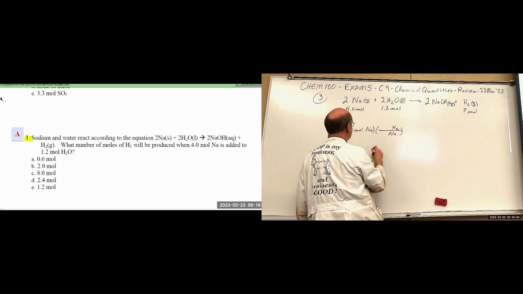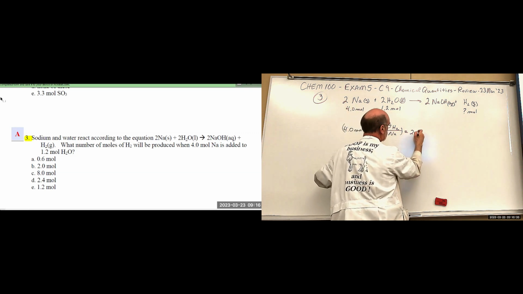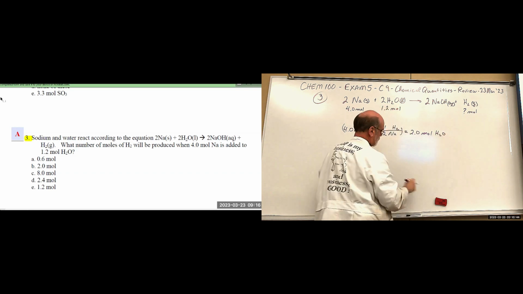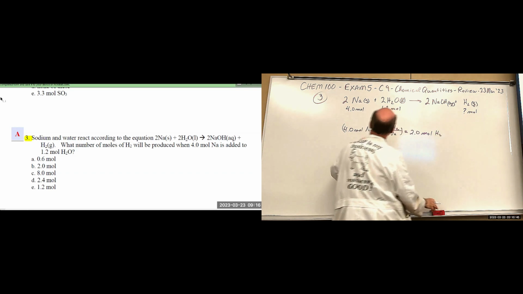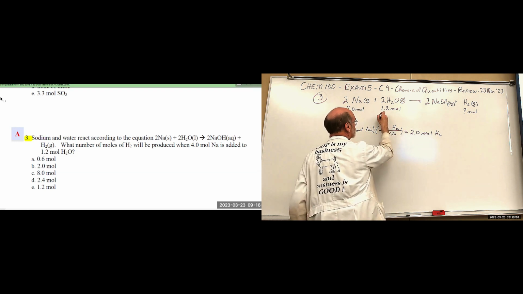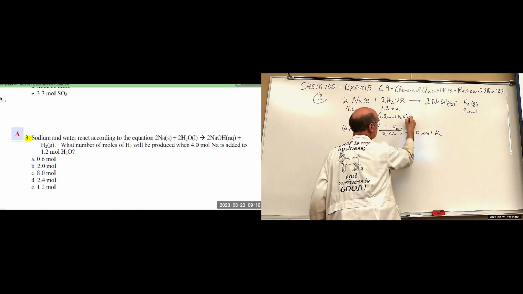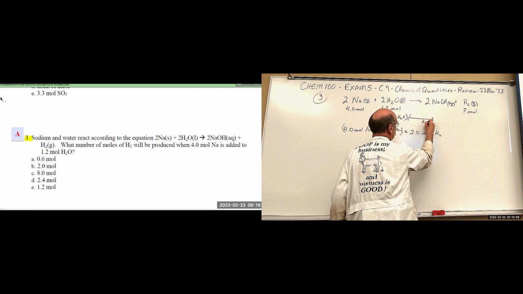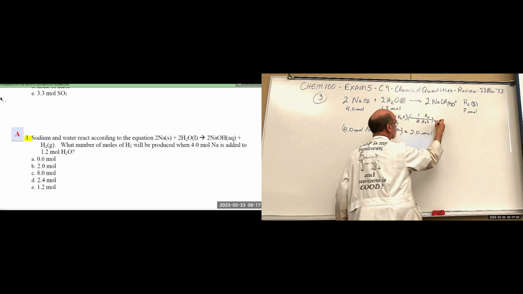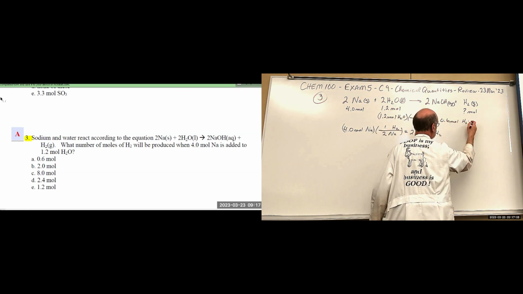If we use all of it, well, the ratio is 2 sodiums to 1 hydrogen, which means we could produce as much as 2 moles of hydrogen. Oops. 2 moles of hydrogen if all the sodium is used. What if all of the water is used? We just need to convert water to hydrogen. 1 here and 2 there. So this would be 0.6 moles of hydrogen could be produced.